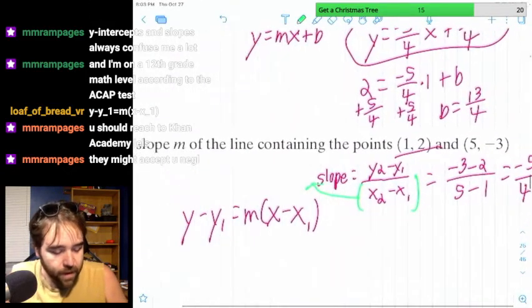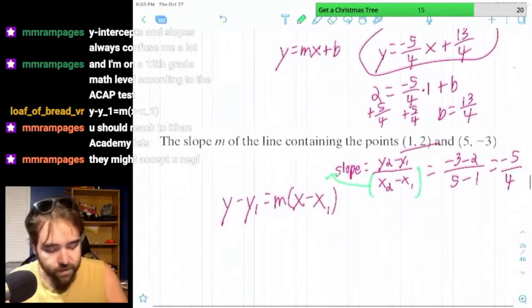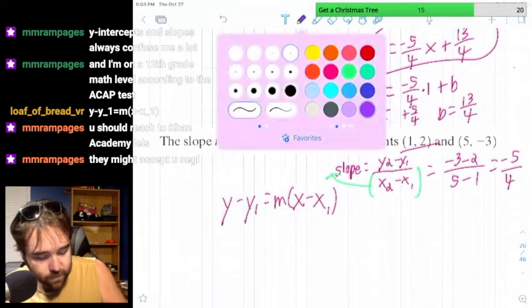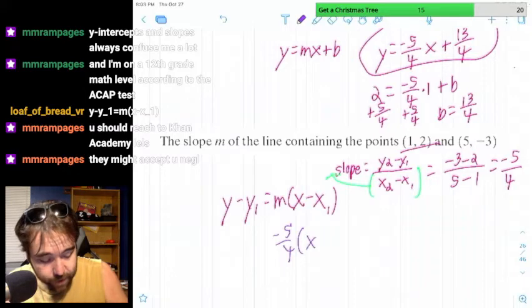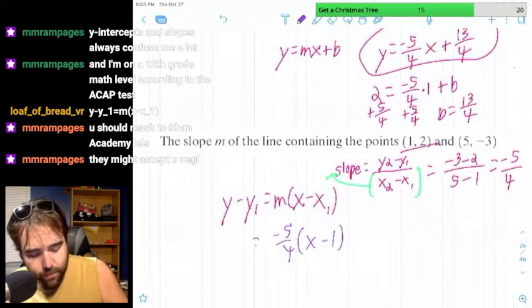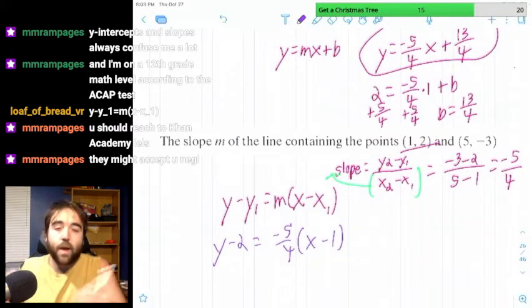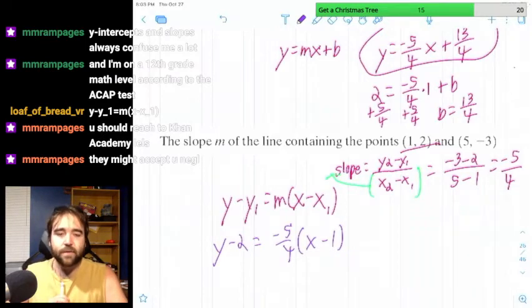But this is so great now, because now all you have to do to find the equation is, let's change to a more visible color, plug in the slope and plug in whatever point you want. We'll use that same point we did last time. And right there we go. That's the equation of this line.